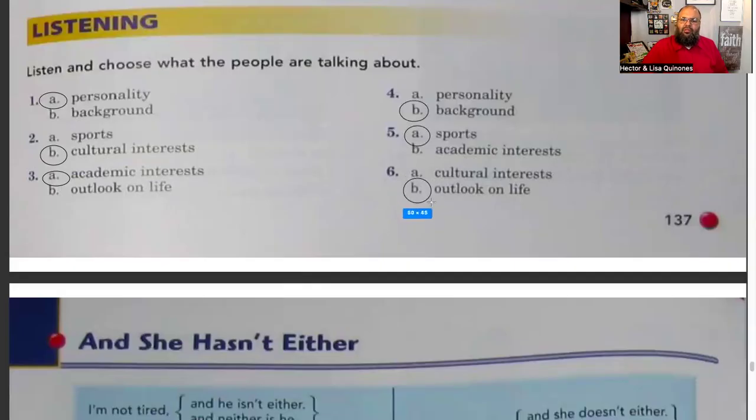That'd be considered an outlook on life. This is not based on culture, it's based on the way that you view life. Great.